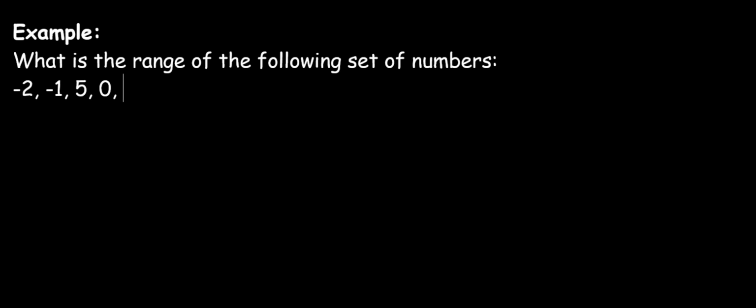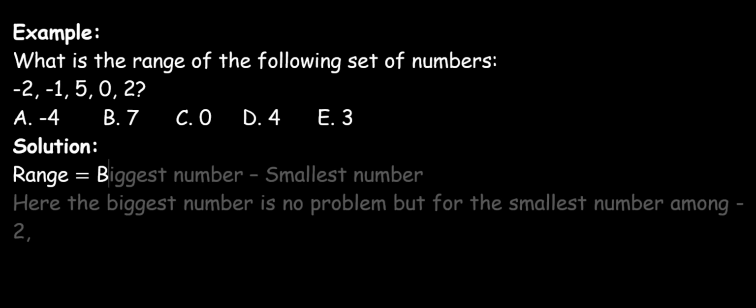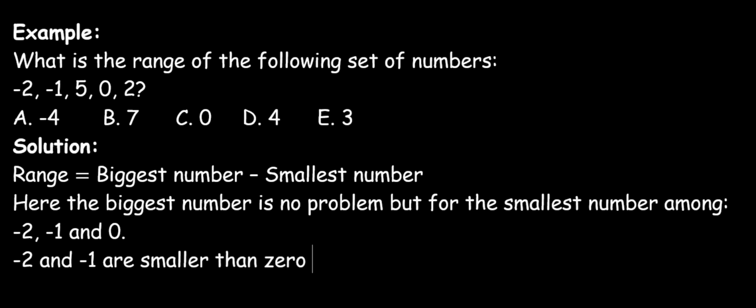Another example. What is the range of the following set of numbers? Minus 2, minus 1, 5, 0, 2. The options are given. Solution: range is equal to biggest number minus smallest number. Here, the biggest number is no problem, but the smallest number among minus 2, minus 1, and 0 is the issue. And we know, as I've observed in our number pattern, that minus 2 and minus 1 are smaller than 0, and minus 2 is smaller than minus 1.